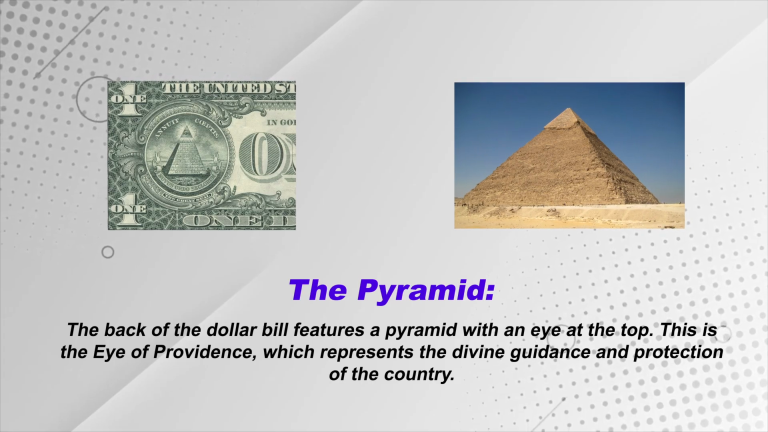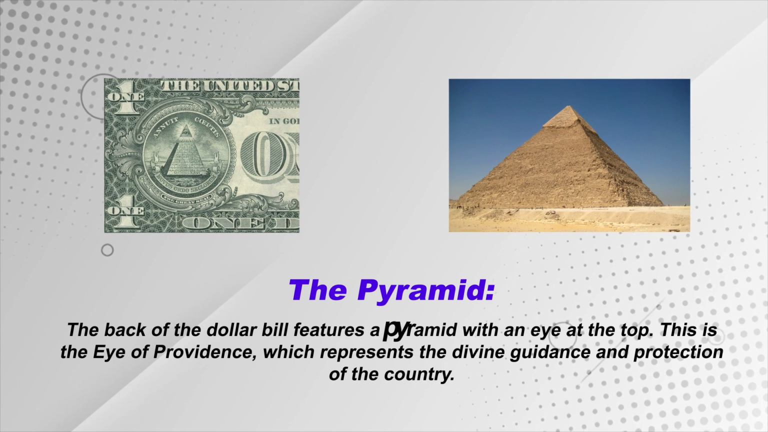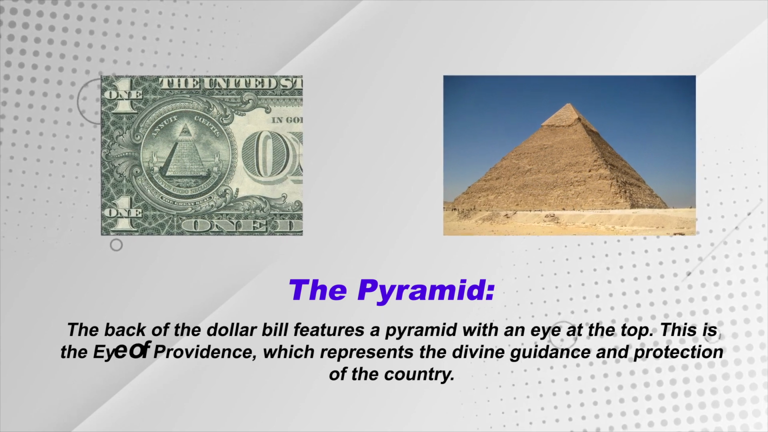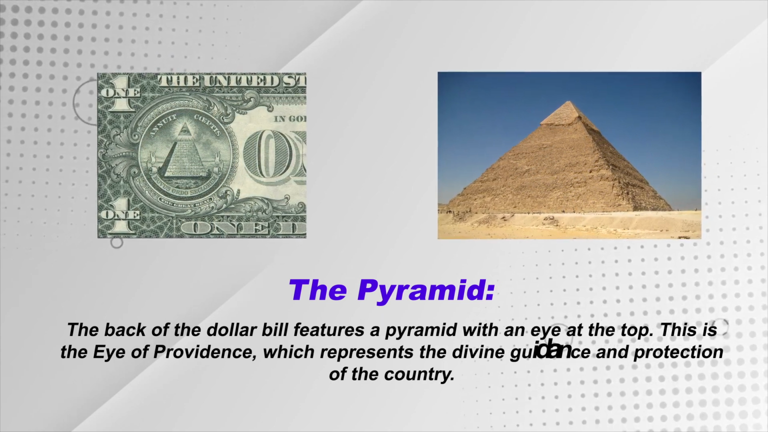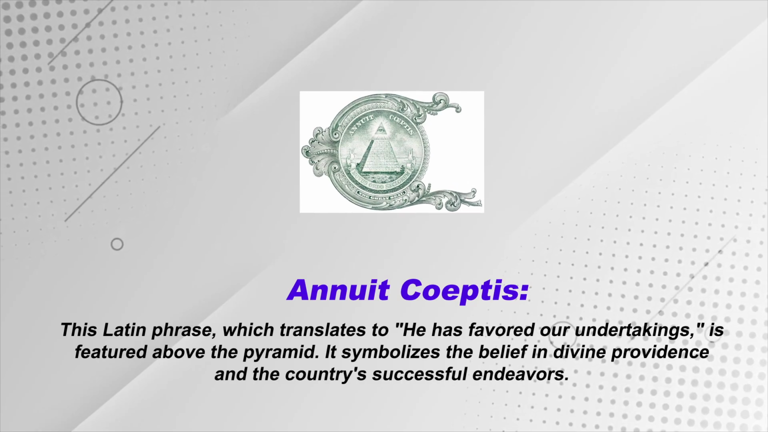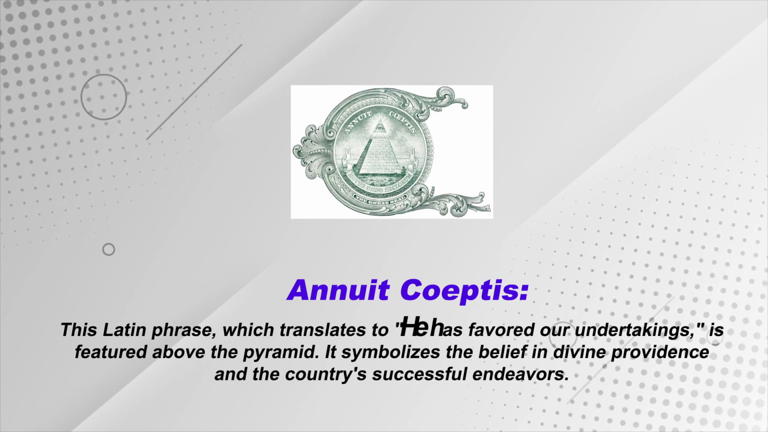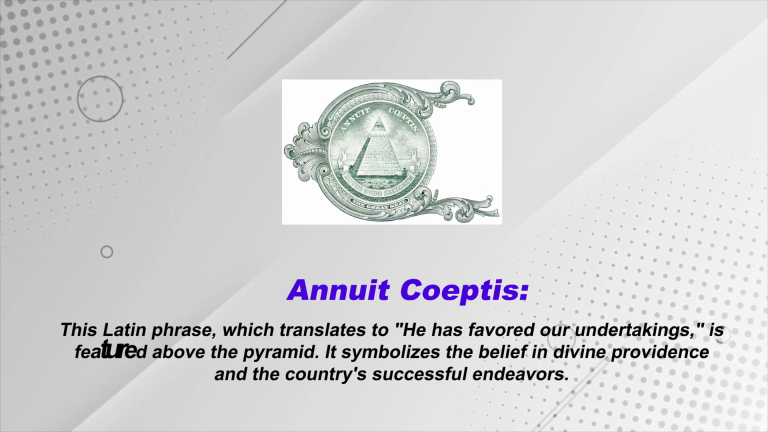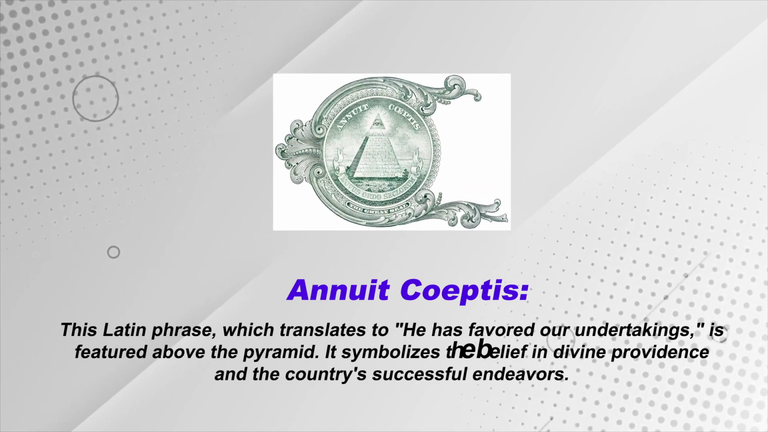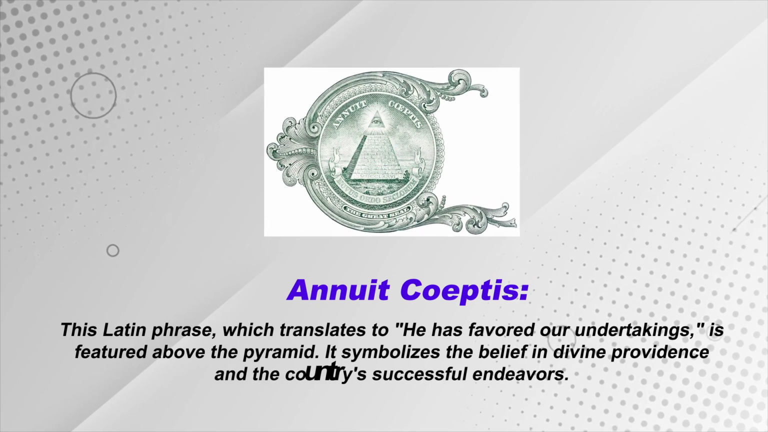The pyramid. The back of the dollar bill features a pyramid with an eye at the top. This is the Eye of Providence, which represents the divine guidance and protection of the country. Annuit coeptis. This Latin phrase, which translates to he has favored our undertakings, is featured above the pyramid. It symbolizes the belief in divine providence and the country's successful endeavors.